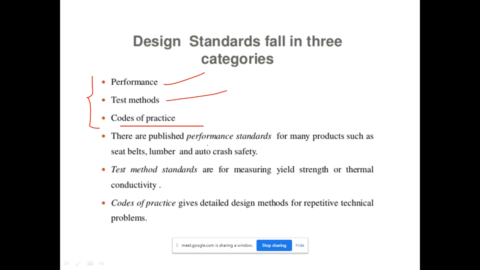There are published performance standards for many products such as seat belts, lumbar supports, and auto crash safety. Test method standards are like measuring the yield strength or thermal conductivity.